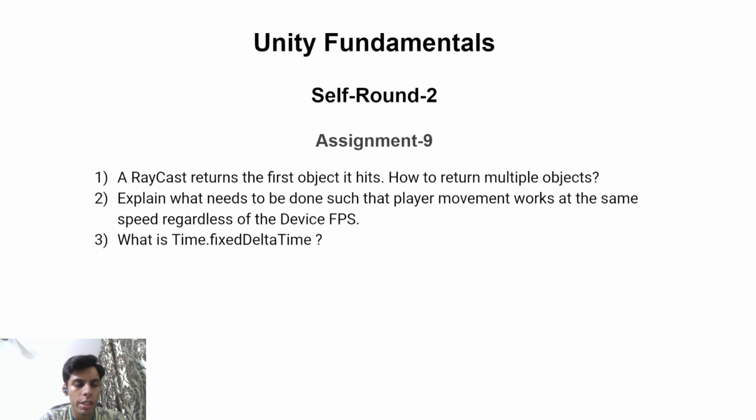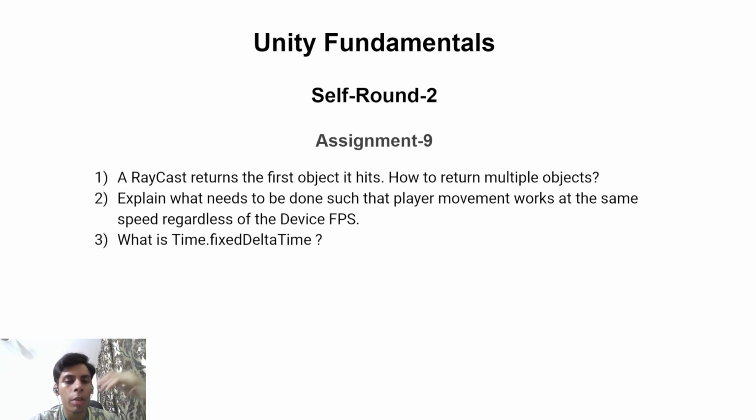So today I'm going to discuss the following few questions. First, a raycast returns the first object it hits, so how do you return multiple objects? Second, explain what needs to be done such that player movement works at the same speed regardless of device FPS. And third, what is Time.fixedDeltaTime?